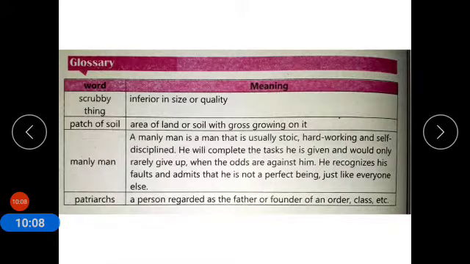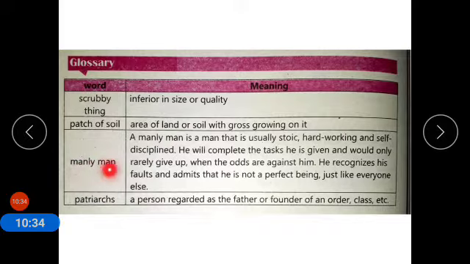Now coming to glossary. Scrubby thing. Scrubby thing means inferior in size or quality. Patch of soil. Area of land or soil with grass growing on it. Patch means a small piece of soil.